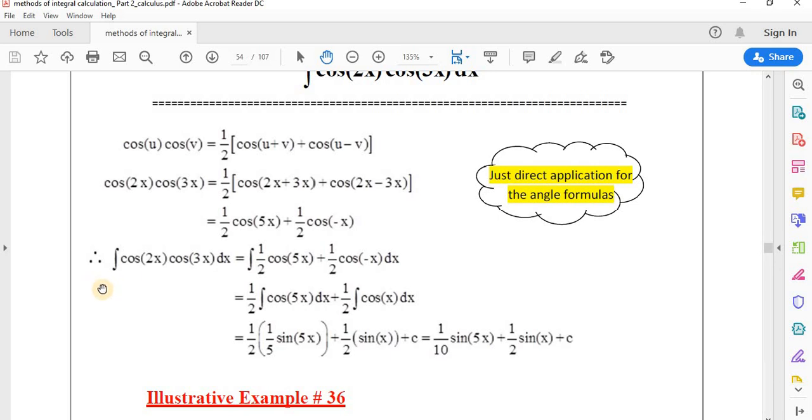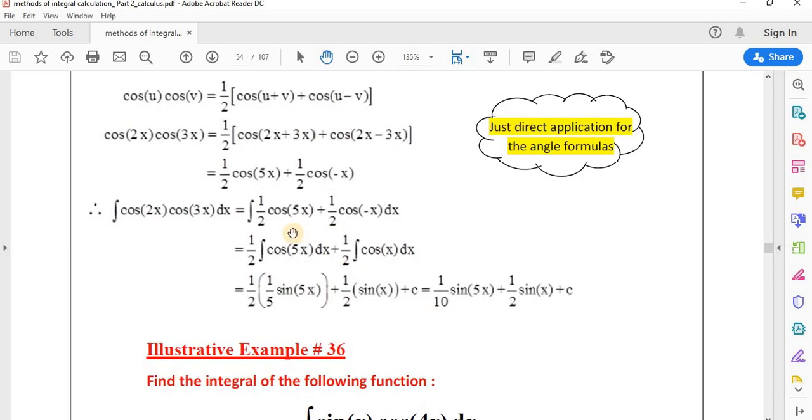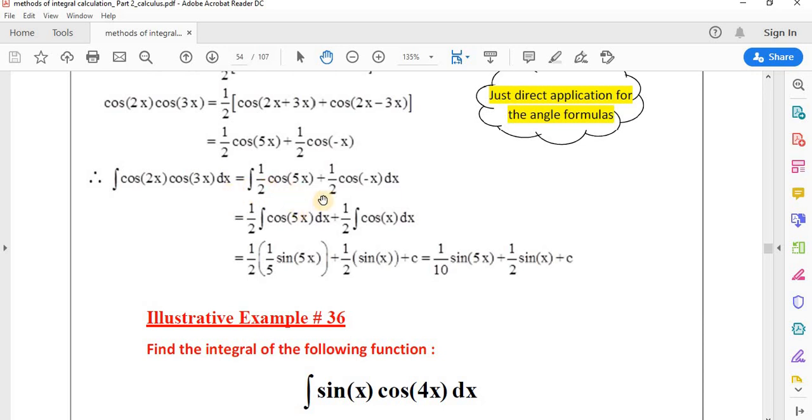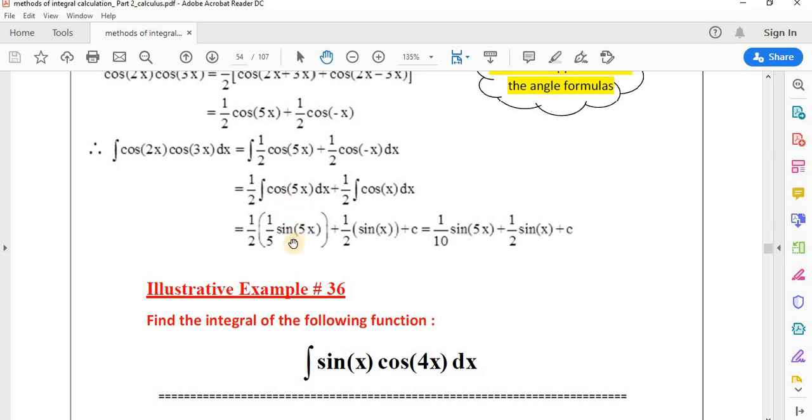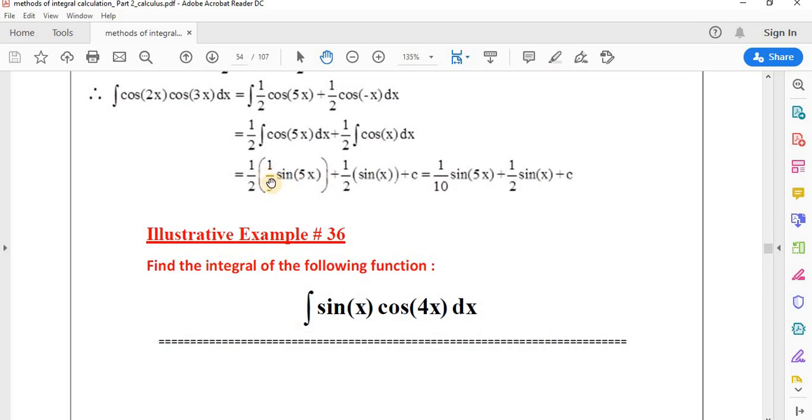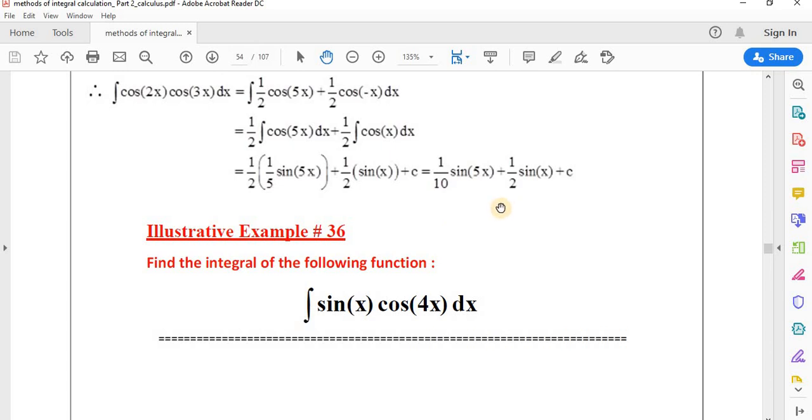Then the integral of cosine 2x multiply cosine 3x dx, we will put in this result. Then it will be easy to find the integral. After distributing the integral to the function by using the integral properties, the integral of cosine 5x will be sine 5x, and the integral of cosine x will be sine x plus the constant number. And as we learned from the previous lecture, we will multiply by the inverse coefficient of the angle of this trigonometric function. So it will be 1 divided by 5 and multiply sine 5x. And finally, we will get this final result.